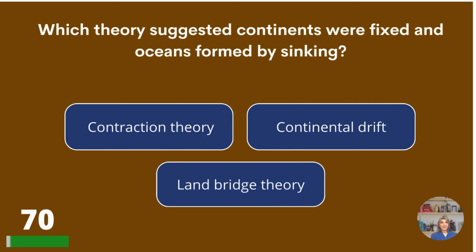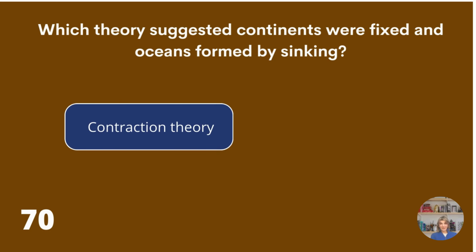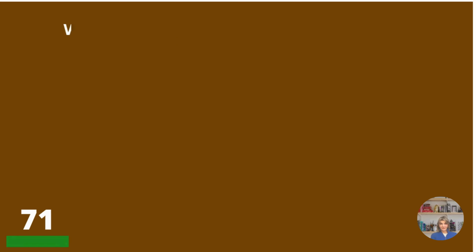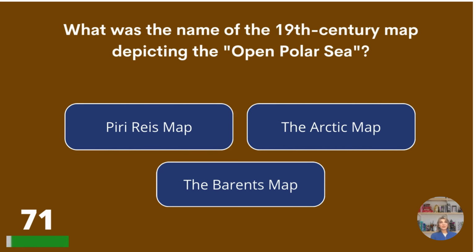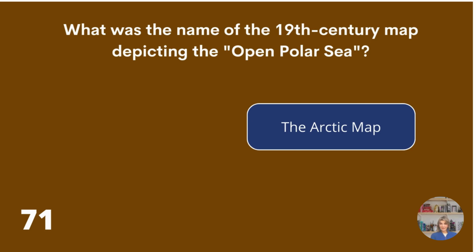Which theory suggests continents were fixed and oceans formed by sinking? Contraction theory, continental drift, or land bridge theory? Contraction theory. What was the name of the 19th century map depicting the open polar sea? Peary Race map, the Arctic map, or the Barents map? The Arctic map.